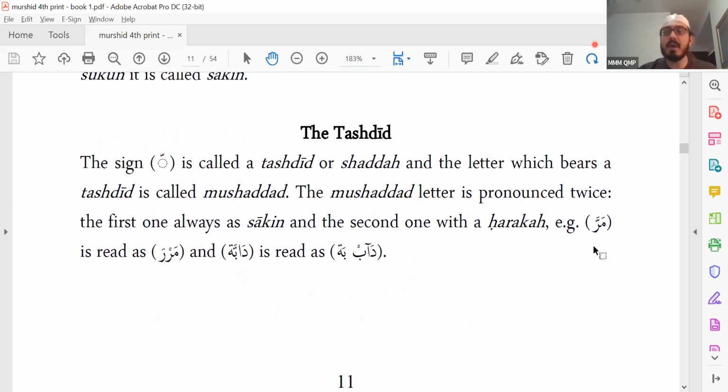Marra, right? So the ra has the shadda or tashdid. So it's doubled. You have the meem and then you have two ra's. The first ra is sakin, which means it bears a sukoon, and the second ra is mutaharrik, which means it has a haraka. So marra. Another example is dabba, the doubling of the ba, or the two ba's.